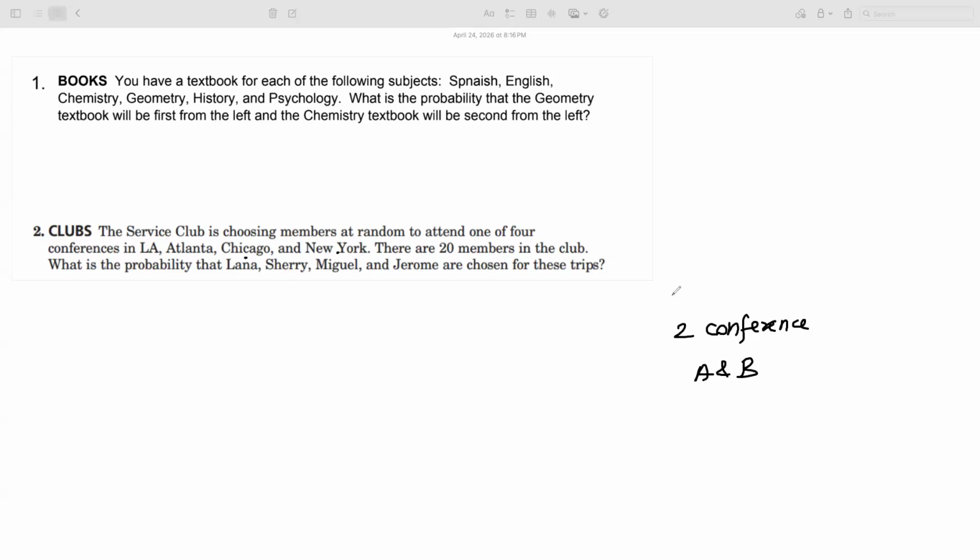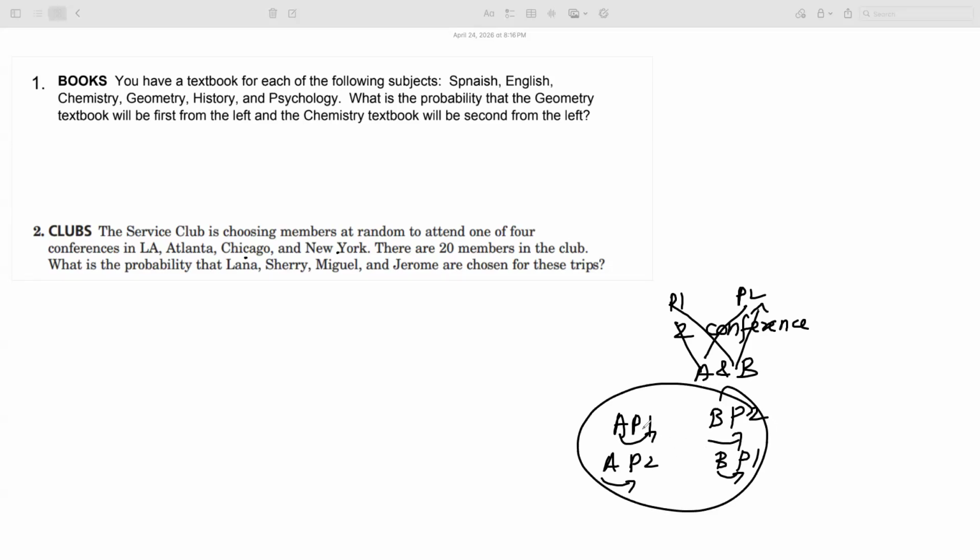Okay, A and B are planning to attend. Now this is place 1, place 2. A attending P1, B attending P2 is different from B attending P1 and A attending P2. So the order is definitely important. A P1, B P2 is different from A P2, B P1, correct? B getting to place 1 and A getting to place 2 is different from A getting to place 1 and B getting to place 2. So the order here is as well important.